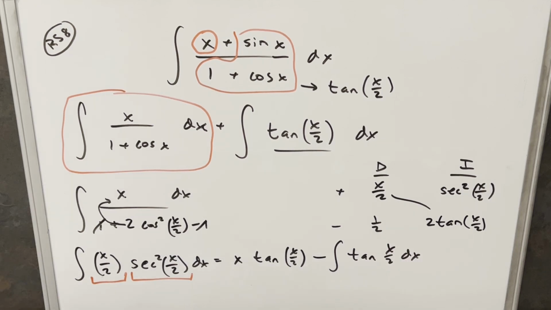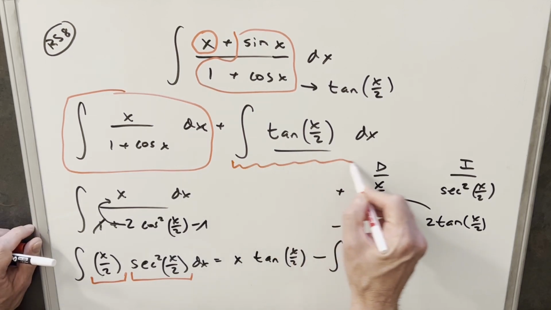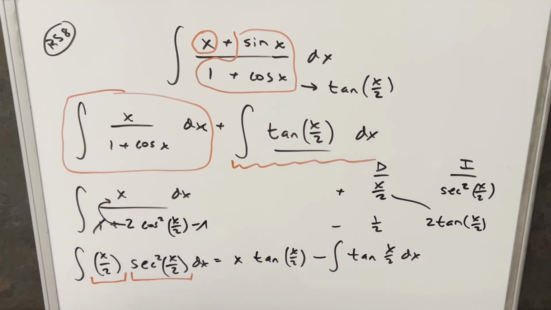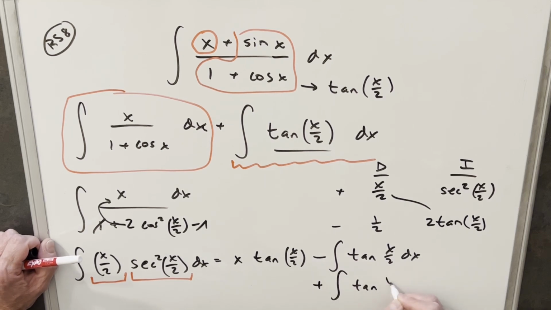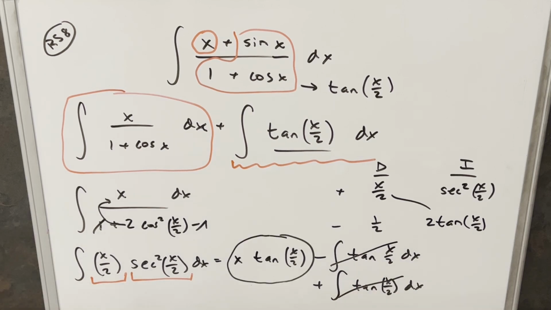And so of course we could integrate this, but we actually don't have to because we have this up here and we could just kind of bring that down into our solution. So we're adding this integral, so we're adding tan x over 2 dx. This is exactly this. So this is going to cancel. So we're left with our solution being x tan x over 2.